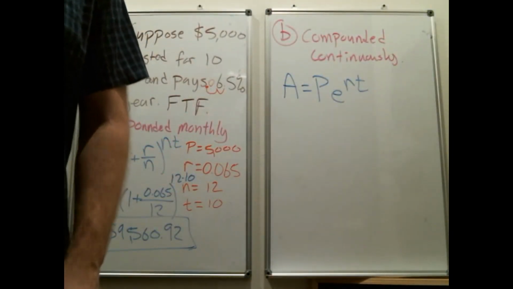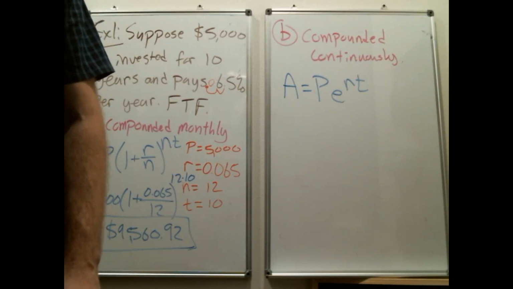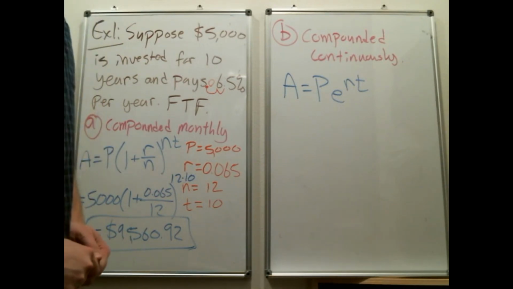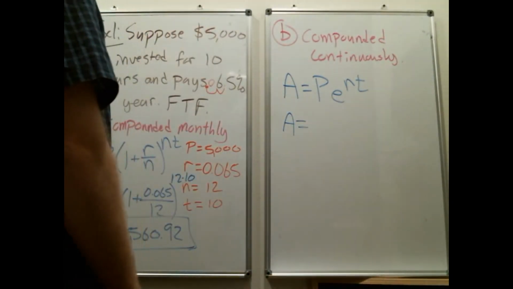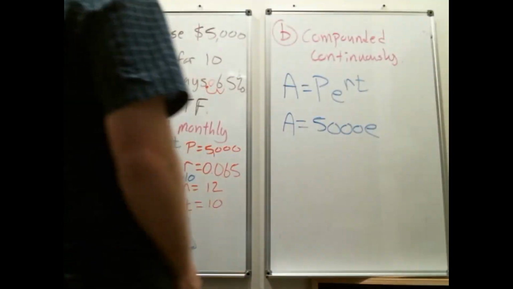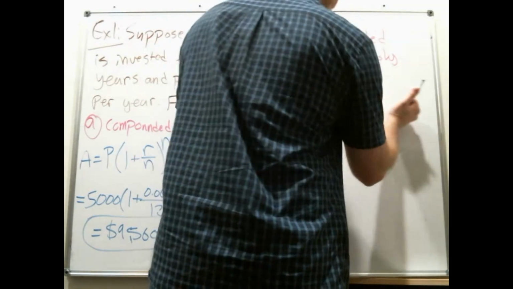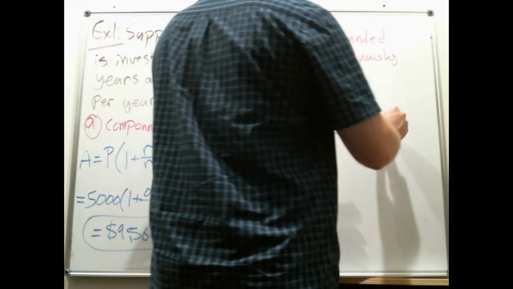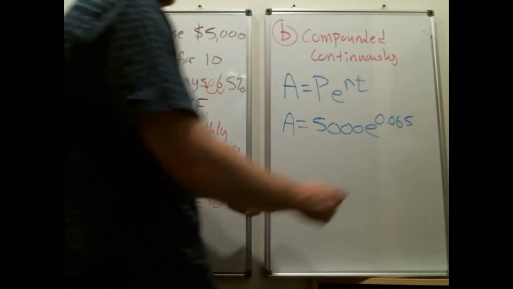The PERT formula. A equals P times e raised to the R times T power. And we already have everything known, we already wrote down what everything was. So P is 5,000 times e raised to the R times T, which was 0.065 times 10.